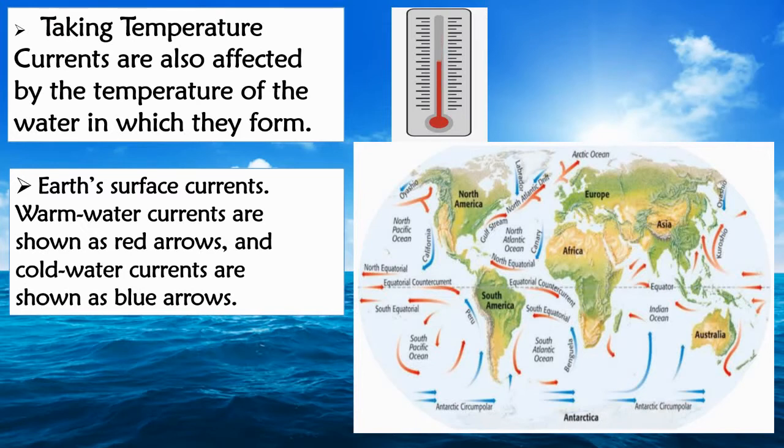This creates a cycle. As you can see in the given map, students, we have red arrows and blue arrows. Of the Earth's surface currents, warm water currents are shown as the red arrows, and the cold water currents are shown as the blue arrows.